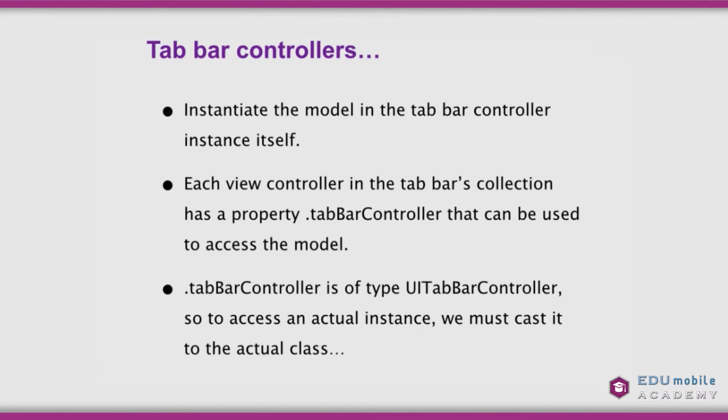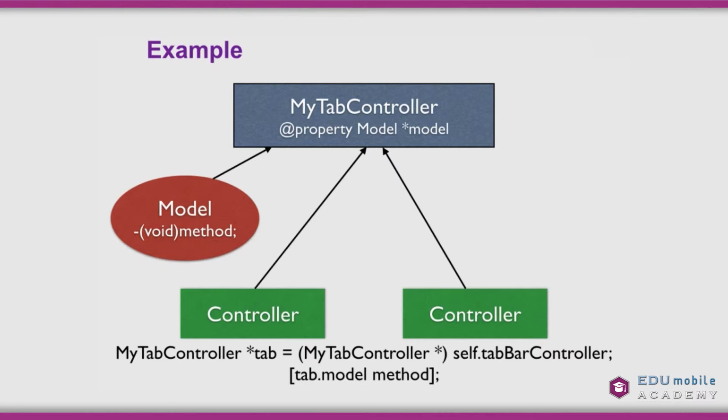Of course, .tabBarController is of type UITabBarController. It's not our tab bar controller, it's any tab bar controller. So to access an actual instance, we have to cast it to the actual class of our tab bar controller itself. So how does that look?